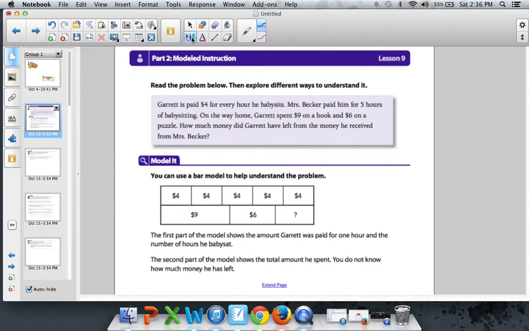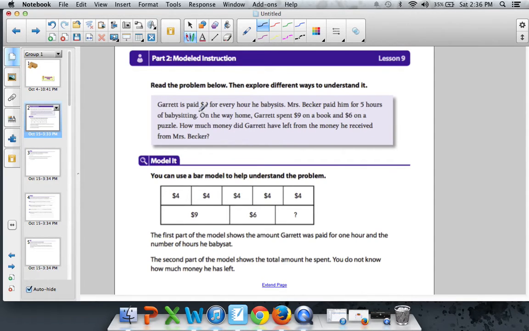Here we have a question. No, actually, it's not a question. Well, it's kind of a question. It's a modeled question. Gary is paid $4 for every hour he babysits. Mrs. Becker paid him for 5 hours of babysitting.